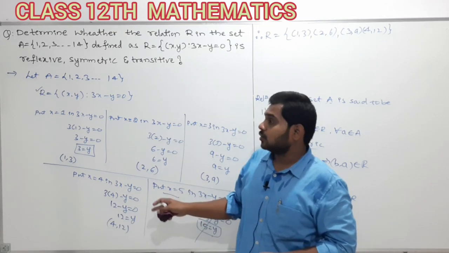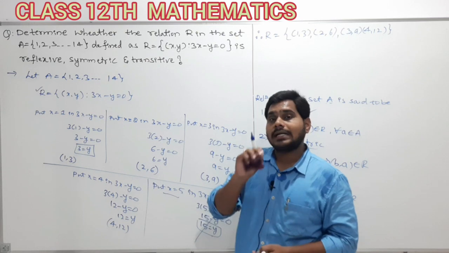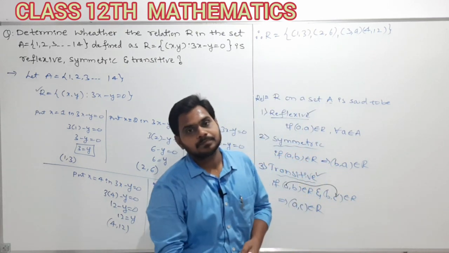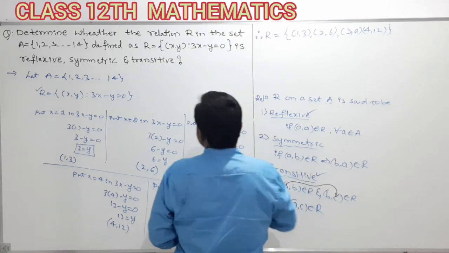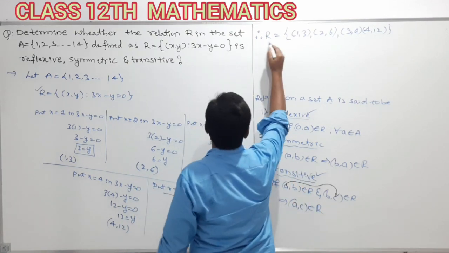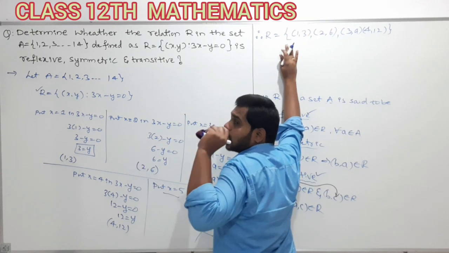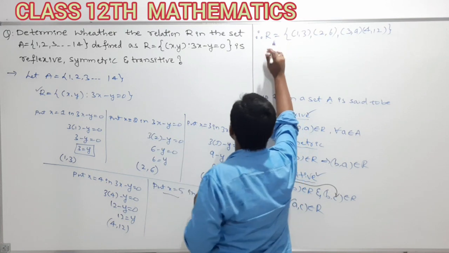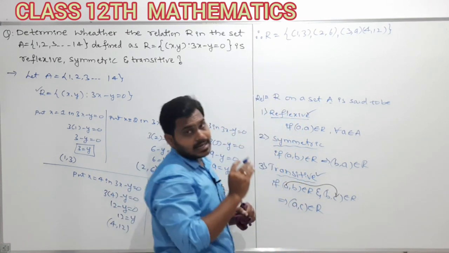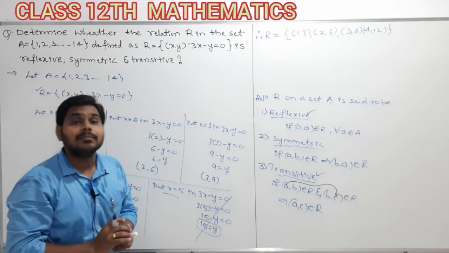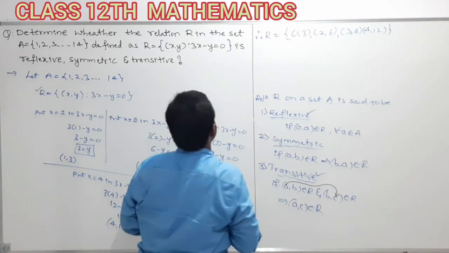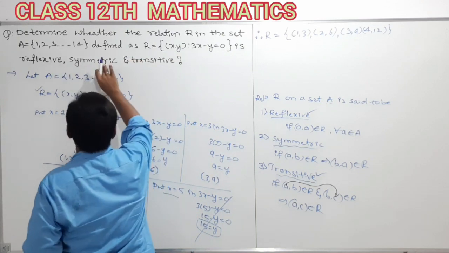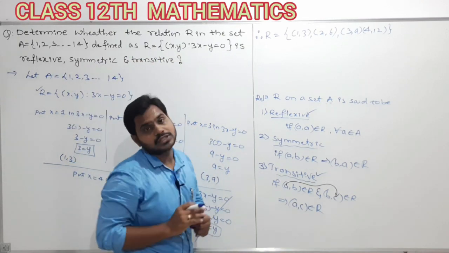I wrote it here because it is the first time I am solving it, so that you can understand clearly, my dear students. Clear? And now, what is the next question? Up to here, I just observed the values of R, that is, what elements are there in the relation R. And now my job starts: we should check whether the relation R is reflexive, symmetric, transitive.